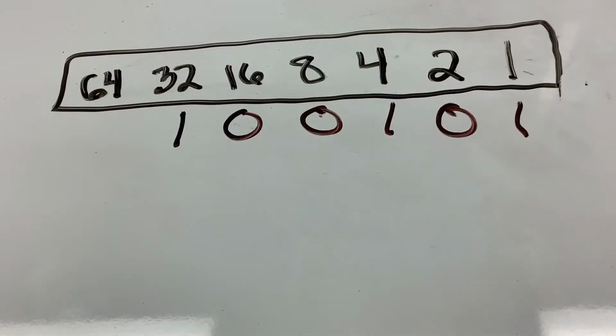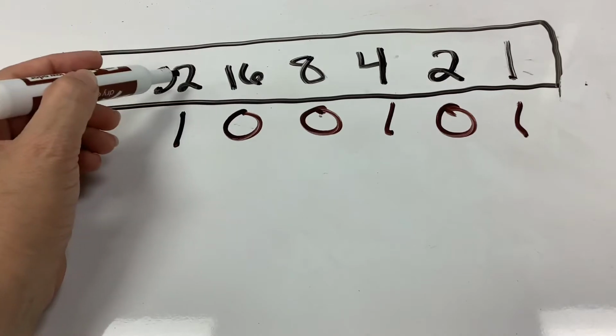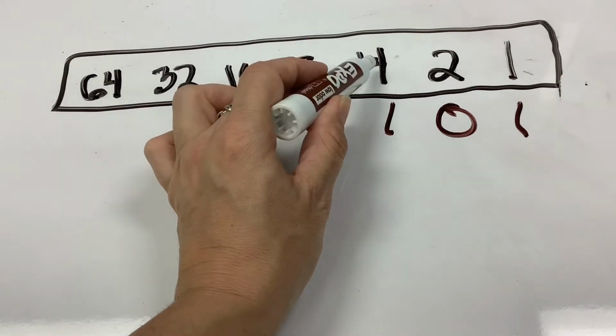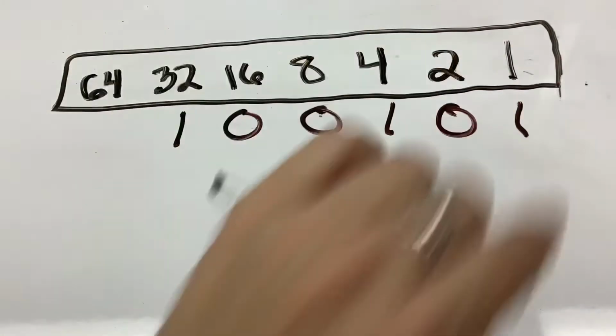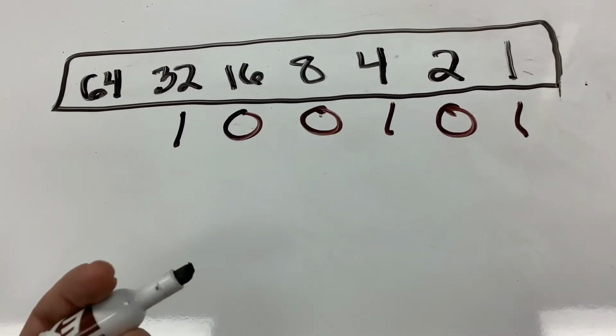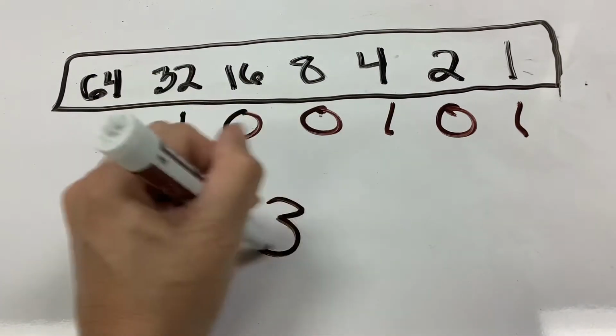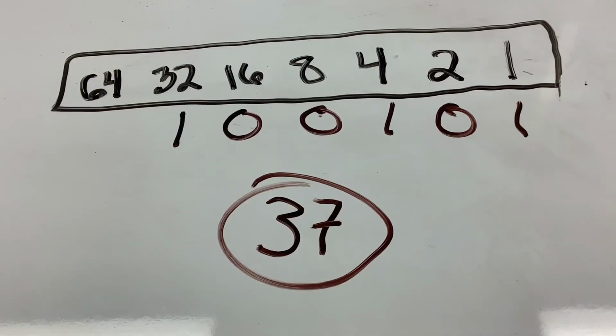And now all I have to do is add the numbers where there's a 1. So in this case, I would add 32 plus 4 plus 1. And that would tell me what this binary number equals in decimal. So 32 plus 4 is 36, plus 1 is 37. So this binary number written out is 37 in the decimal system.